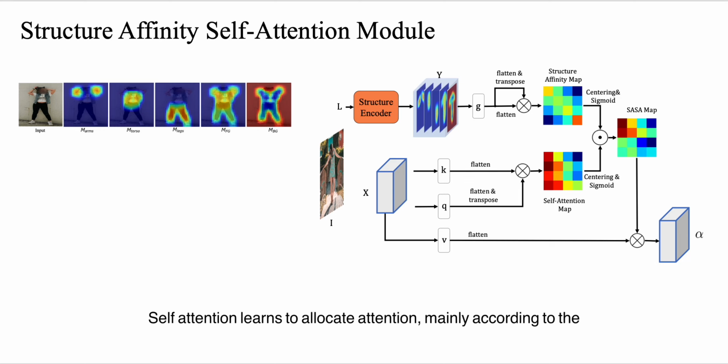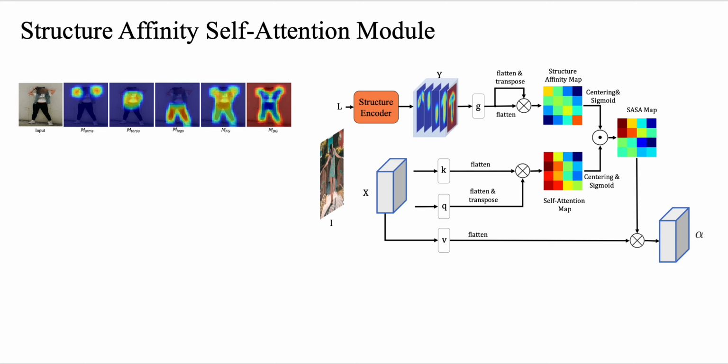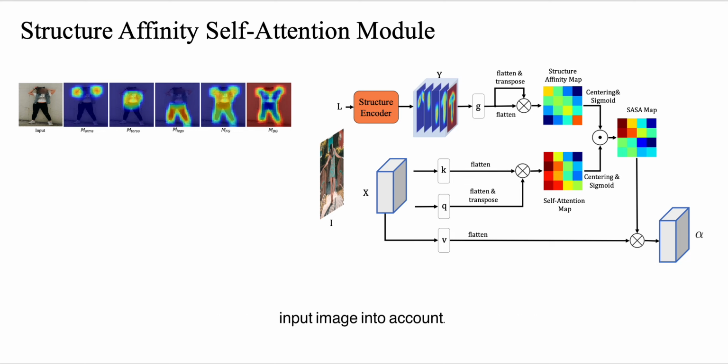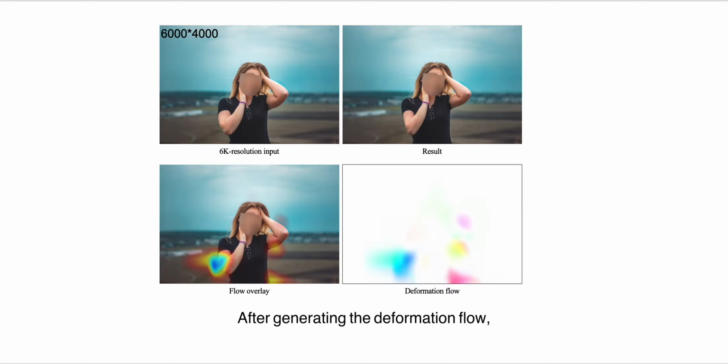Self-attention learns to allocate attention mainly according to the similarity of color and texture. To integrate structural priors with non-local attention, we present the structure affinity self-attention module, which takes both visual perception and structural association of the input image into account. After generating the deformation flow, we conduct a warping operation to obtain the reshaped output.